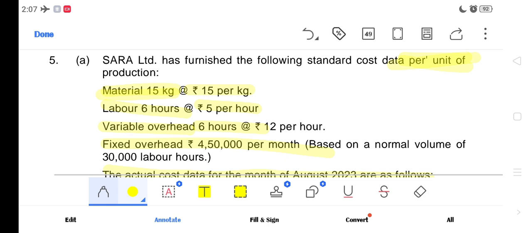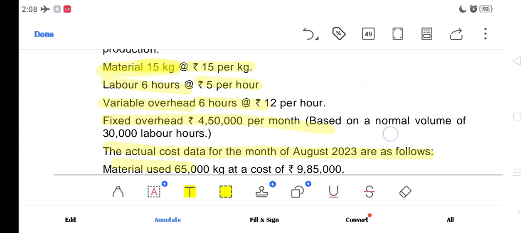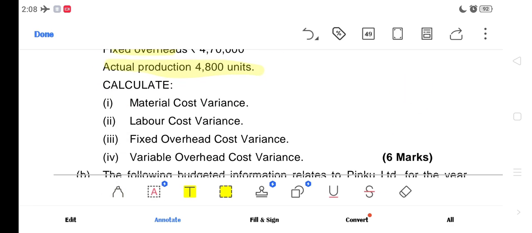So what is the actual units produced? 4800 units produced. So how much quantity is required for those 4800 units? You have to calculate it. If the actual units produced is 4800 and per unit we want 15 kgs, then 4800 into 15, you will get 72,000. That is the way you have to do it. Let's see what they have asked and proceed with the answer.